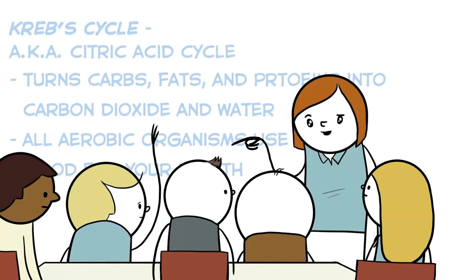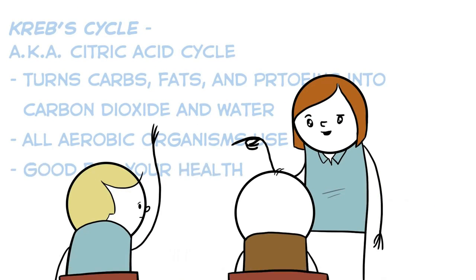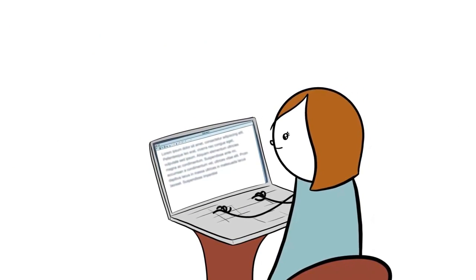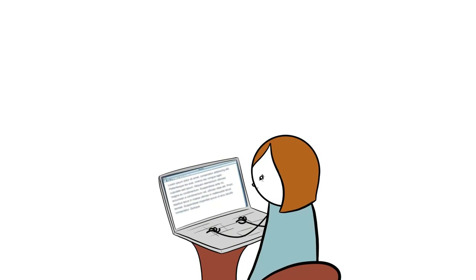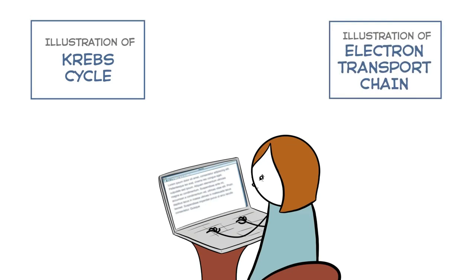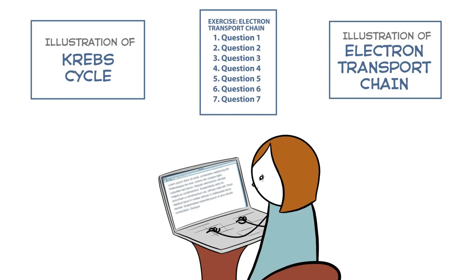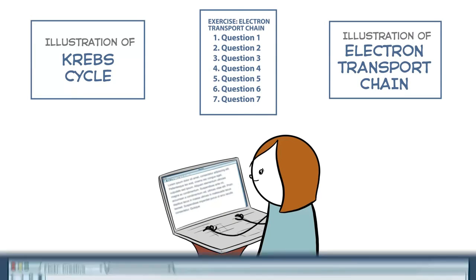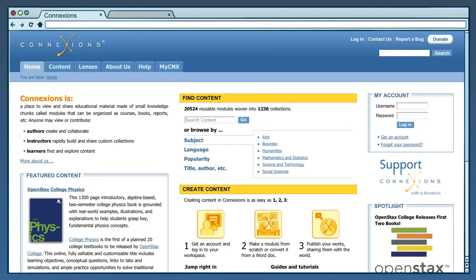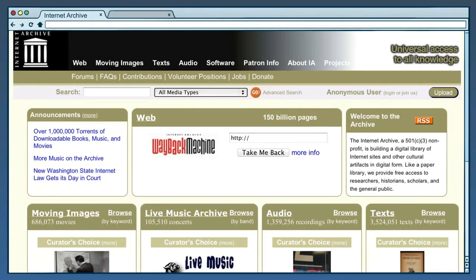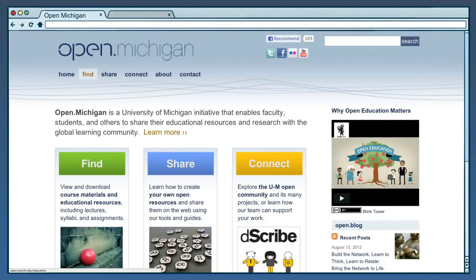Michelle has been teaching metabolism for years, so she has already developed the text of the chapter from her notes. But she needs some illustrations, specifically of the Krebs cycle and the electron transport chain. She'd also like to find some exercises to accompany the text. There are many places to find OER, such as Flickr CC, OER Commons, Connections, Internet Archive, or Open Michigan.